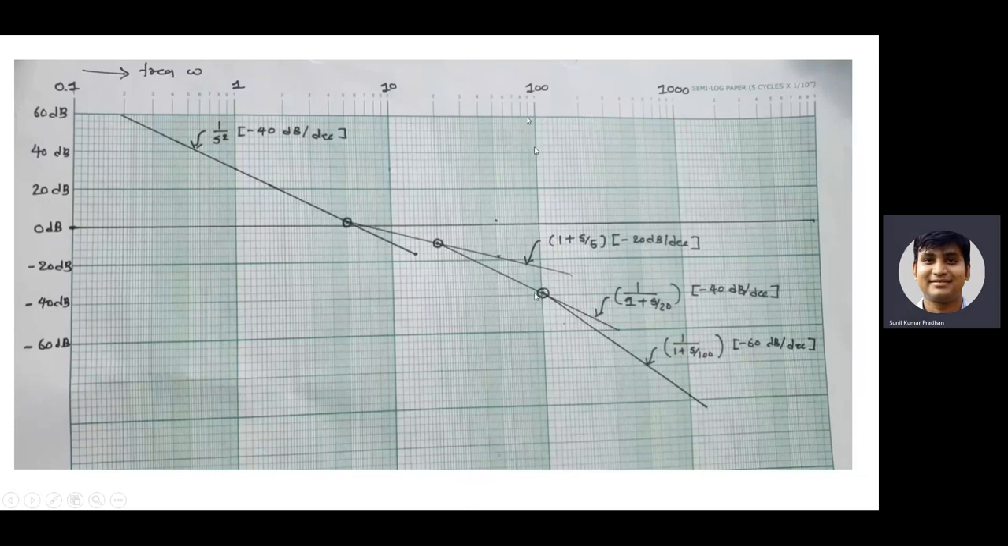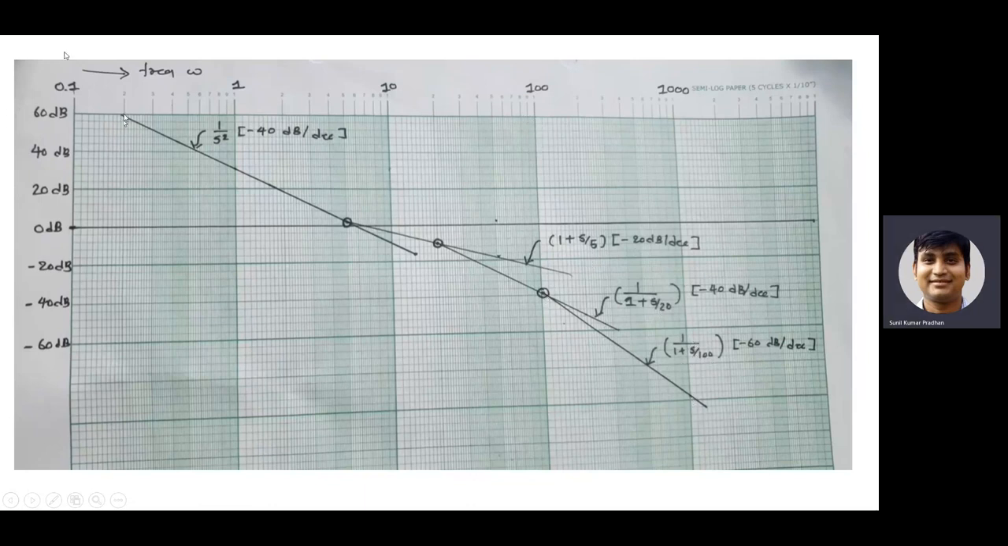Come down. And if you can see, it somewhere touches this line here, then you take one decade and then minus 60 dB, right? So this point and this point, you draw the line, okay? So this line is for 1 plus S by 5, which has slope minus 20 dB per decade. This line has slope 1 plus S by 20, which has slope minus 40 dB per decade. And this line has slope minus 60 dB per decade, which is 1 divided by 1 plus S by 100.